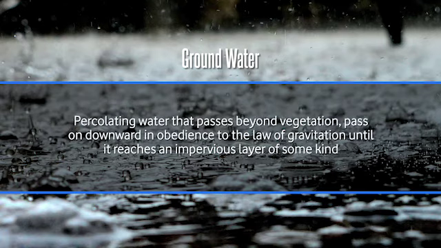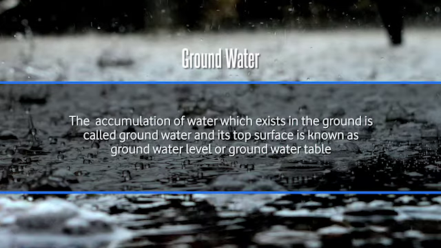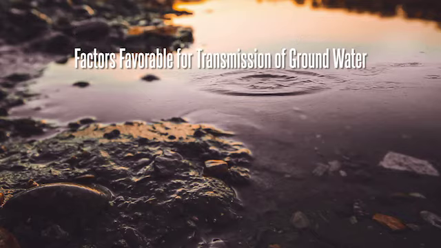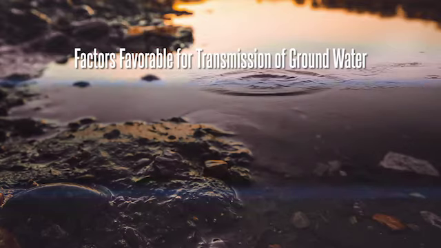Percolating water that passes beyond vegetation passes on downward in obedience to the law of gravitation until it reaches an impervious layer of some kind. The accumulation of water which exists in the ground is called groundwater, and its top surface is known as the groundwater table.